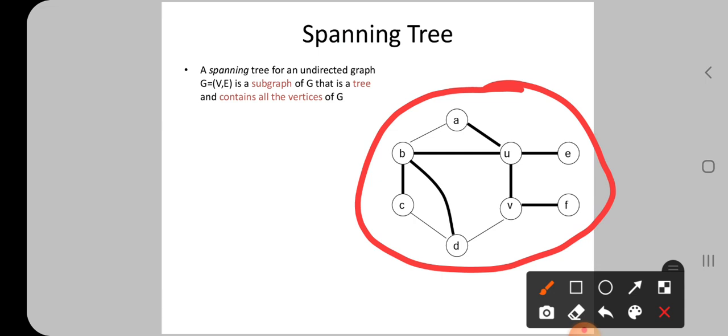Spanning tree means it's a tree. This graph contains a tree like this. That means there is no cycle in the graph. Then here in this graph, all the vertices A, B, C, D, E, F, these are the vertices. These vertices are connected by these edges.